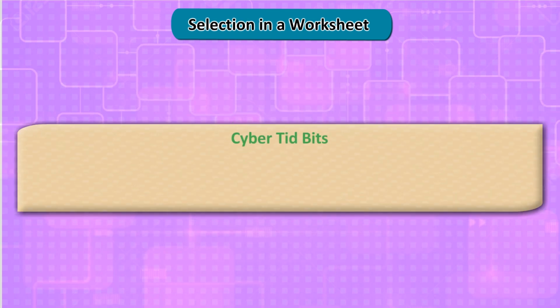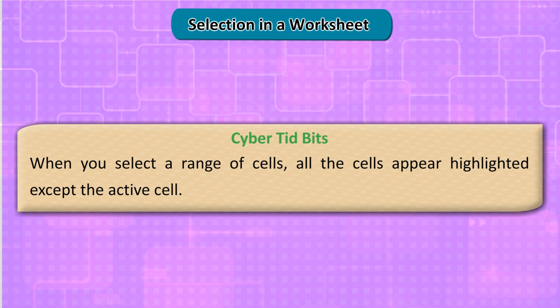Cyber tidbits. When you select a range of cells, all the cells appear highlighted except the active cell.